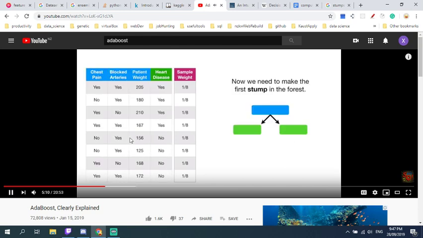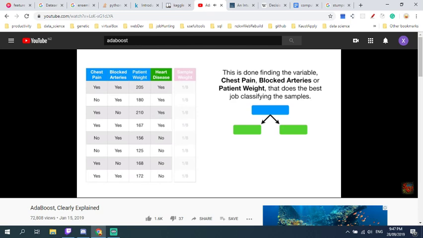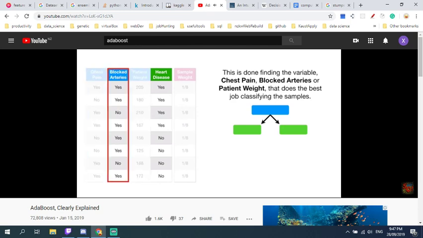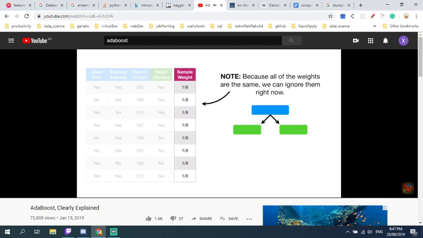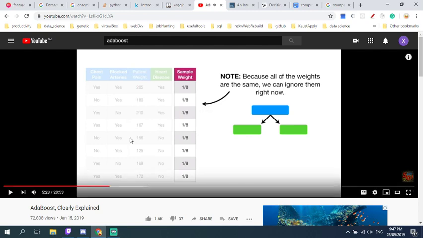Now we need to make the first stump in the forest. This is done by finding the variable, chest pain, blocked arteries, or patient weight that does the best job classifying the samples. Note, because all of the weights are the same, we can ignore them right now.